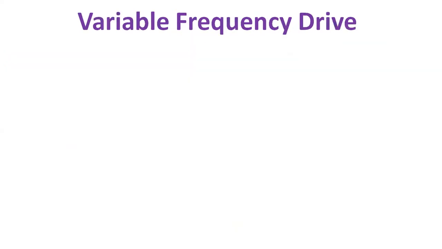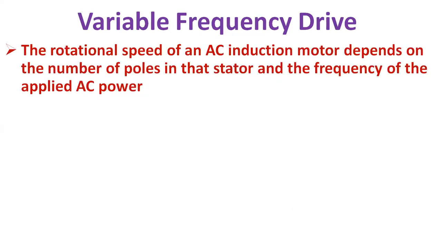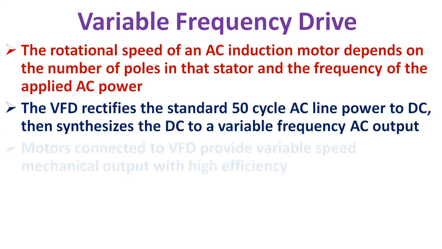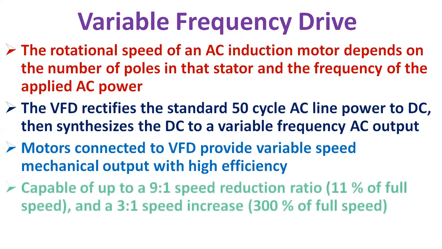Then we have variable frequency drive. The VFD operates on a simple principle. The rotational speed of an AC induction motor depends on the number of poles in the stator and the frequency of the applied AC power. Although the number of poles in an induction motor cannot be altered easily, variable speed can be achieved through a variation in the frequency. The VFD rectifies the standard 50-cycle AC line power to DC, then synthesizes the DC to a variable frequency AC output.